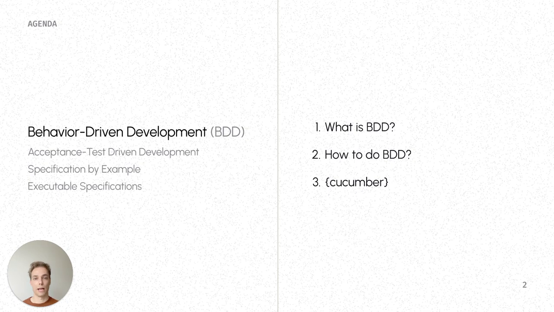Behavior-driven development has many names. You might find that someone calls it acceptance test-driven development, specification by example, or executable specifications. If you decide to look it up later, use one of those names. So let's first define what is behavior-driven development. Then let's see how we can practice it. And in the end, we'll take a look at Cucumber, a tool that facilitates behavior-driven development.